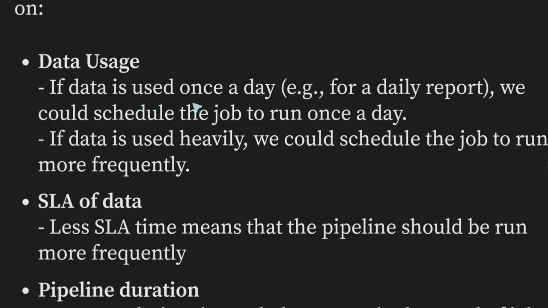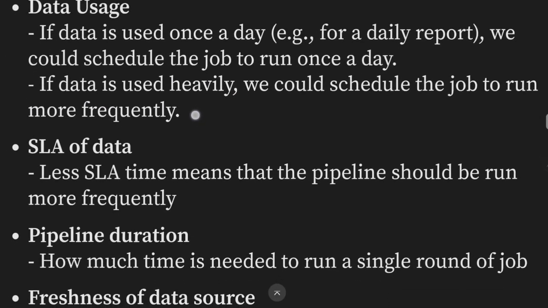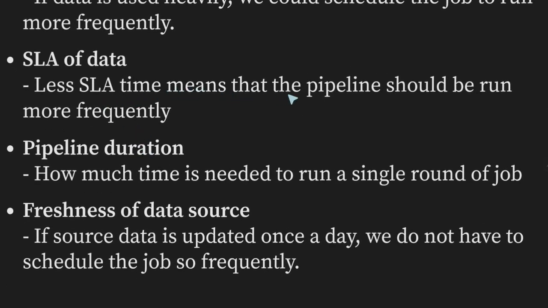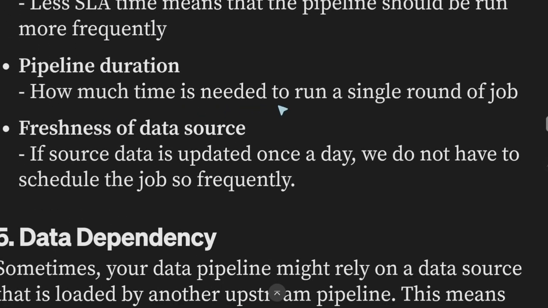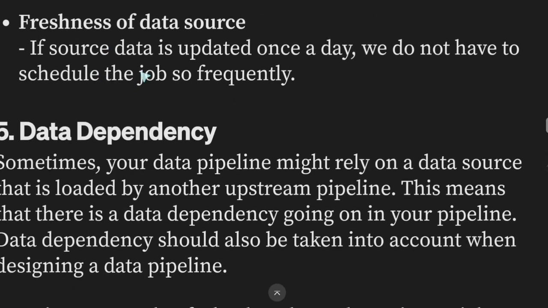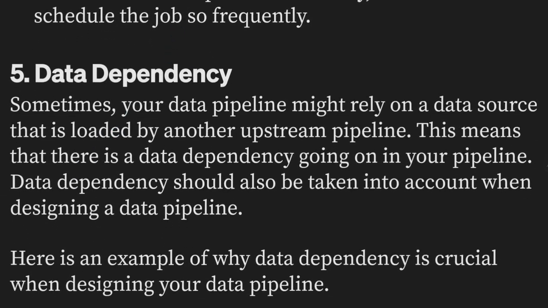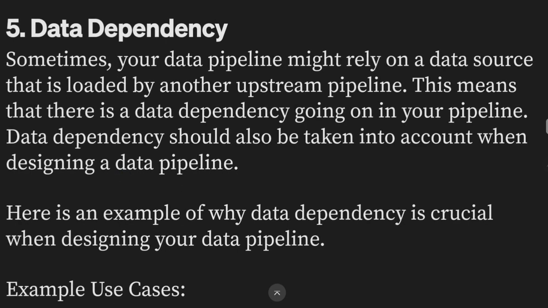Data usage. If data is used once a day, for example for a daily report, we could schedule the job to run once a day. If data is used heavily, we could schedule the job to run more frequently. SLA of the data. Less SLA times means that the pipeline should be run more frequently. Pipeline duration, how much time is needed to run a single round of the job. Freshness of the data. If the source data is updated once a day, we do not have to schedule the job so frequently. I like these down to earth tips, looks good.